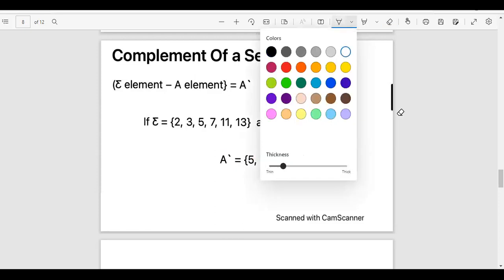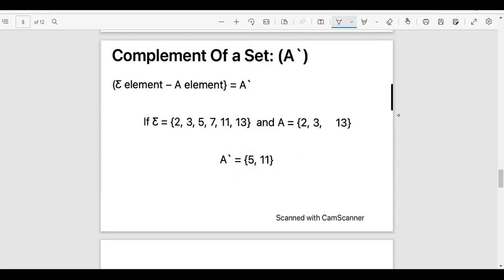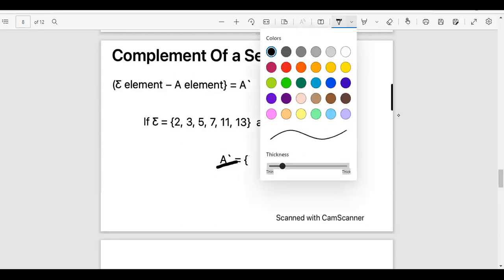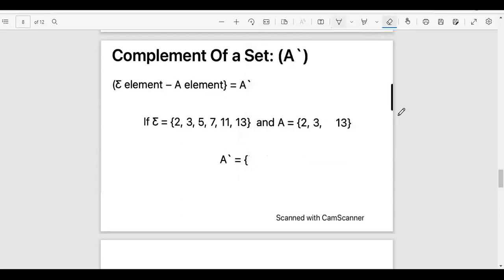All right, everything is clear. I will just erase something from here and here. Okay. Now tell me, what elements are we going to have in the A complement? What would be the elements in A complement now? 5, 7, and 11. Excellent. Very well done. Very good, all of you. So we have 2, 3, and 13 here. I'll cancel 2, 3, and 13, and we are left with 5, 7, and 11. Very good. Okay. So this is how we define the complement of a set.